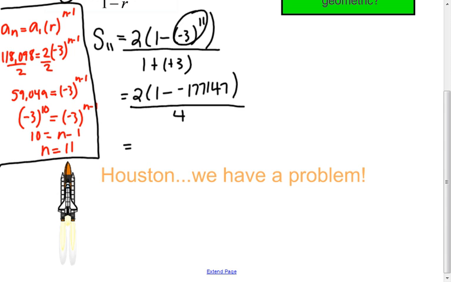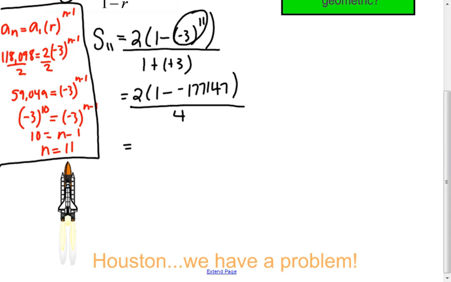Okay. And then when I add this, obviously I can do that. 2 divided by 4 is 0.5, so I could do 0.5 times 177,148 if I wanted, or stick this into your calculator at this point. I know you're fine right here. So 88,574 is what you would get. Okay, so that's if we use the sum formula.